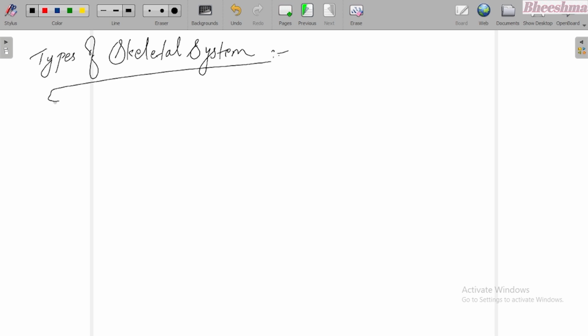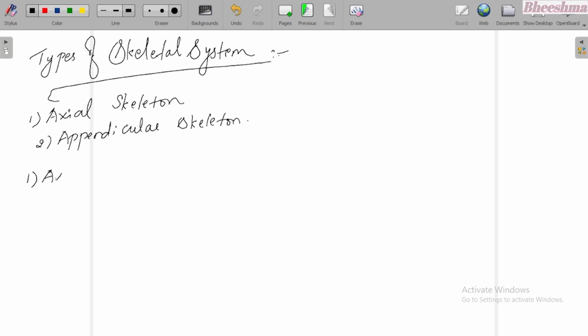Then about the types of skeletal system. The skeleton is divided into two types. The first one, axial skeleton, and the second one, appendicular skeleton. The first one, axial skeleton.